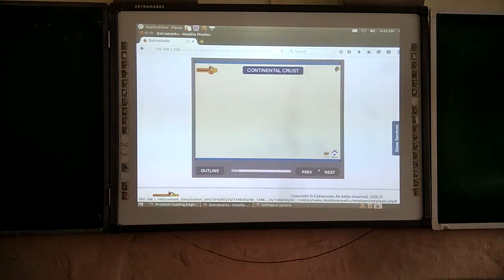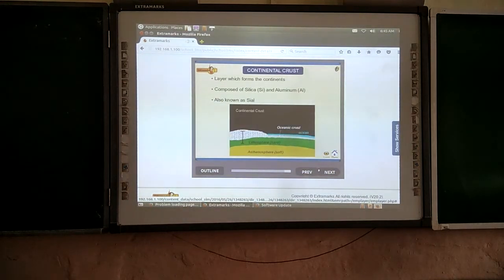Continental crust. It is the layer which forms the continents. It is composed of silica, Si, and aluminium, Al. The continental crust is also known as Sial.